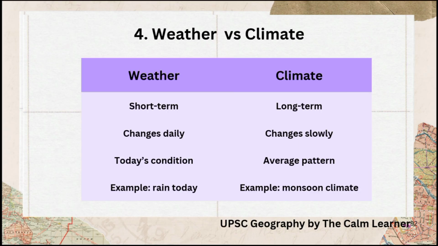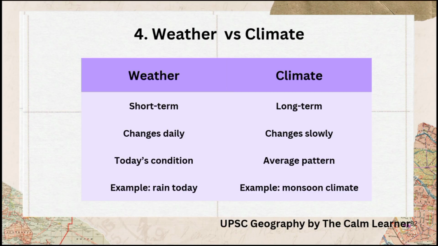Now, let us see the difference between weather and climate through a table so that there is no confusion between the two terms. So, weather refers to short term atmospheric conditions, while climate refers to long term average conditions. Weather refers to the day to day condition of the atmosphere at a particular place. It can change within days or hours.